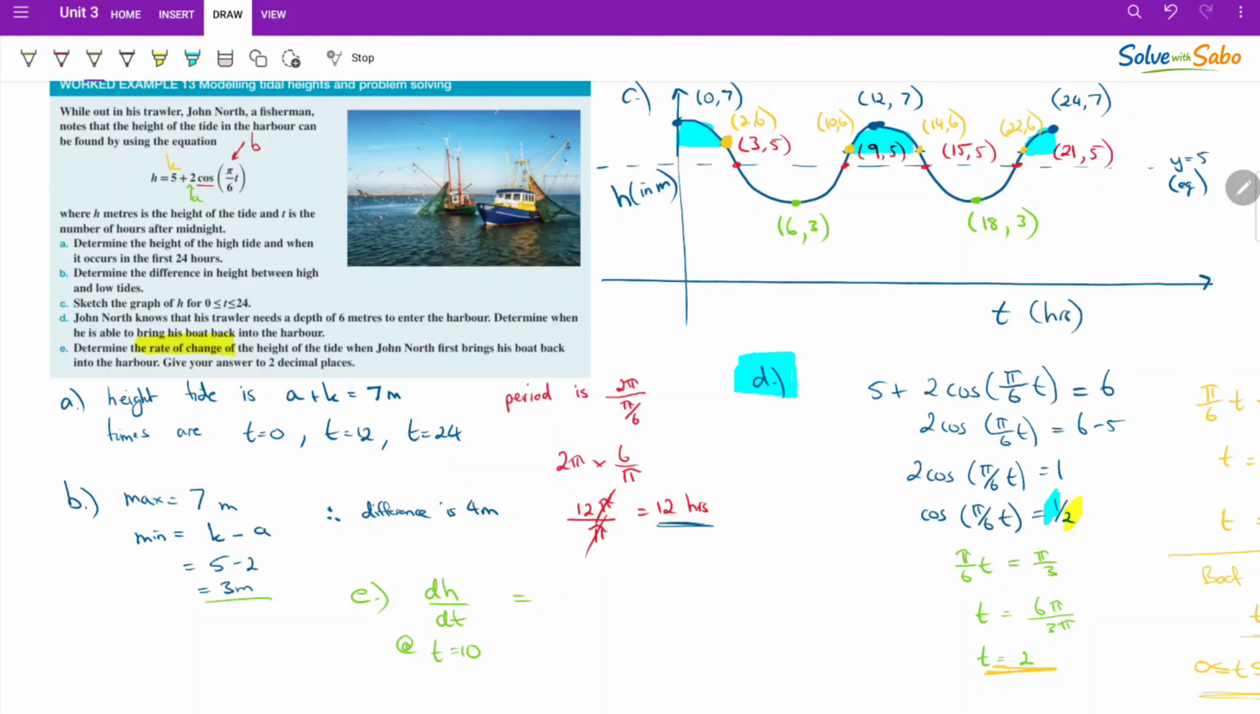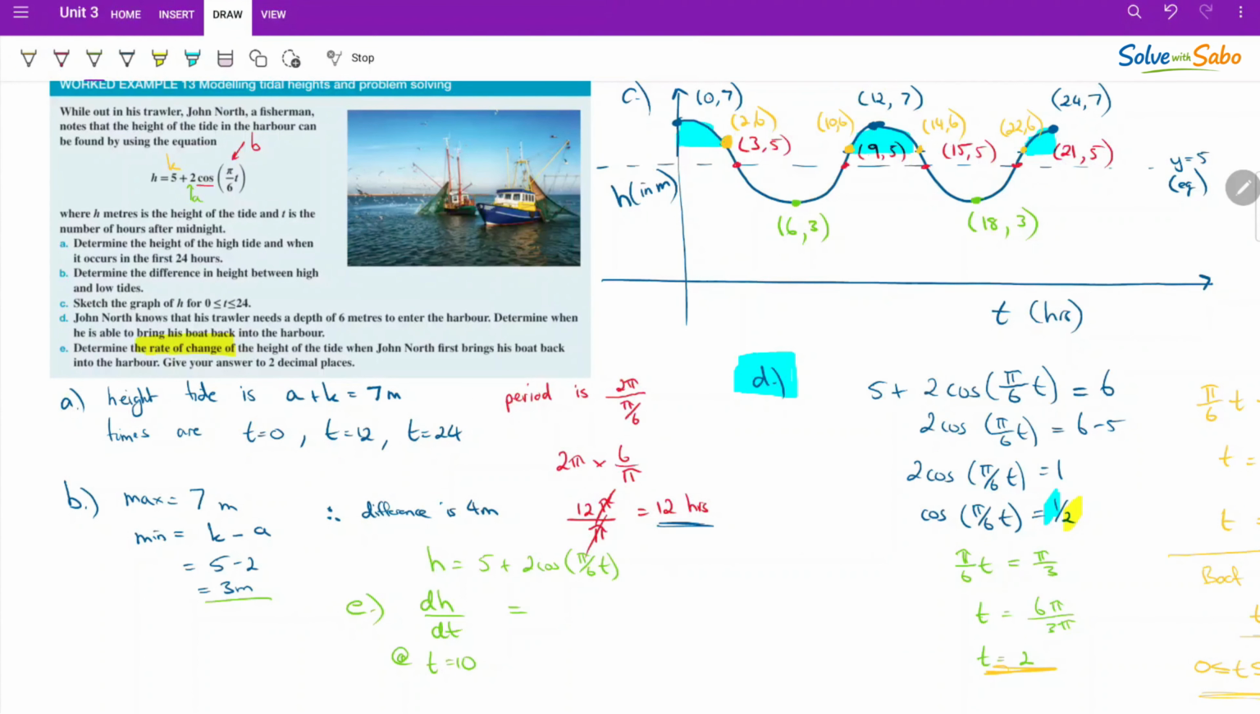So dh/dt is equal to... what is the derivative of our base function? Well, this is my function up here, remember? I've got to do the derivative of this function. So, as we know, h is equal to 5 plus 2 cos(pi/6 t).